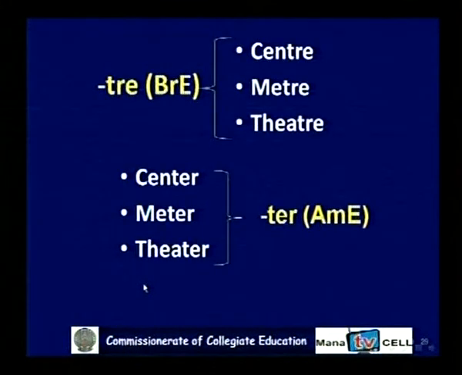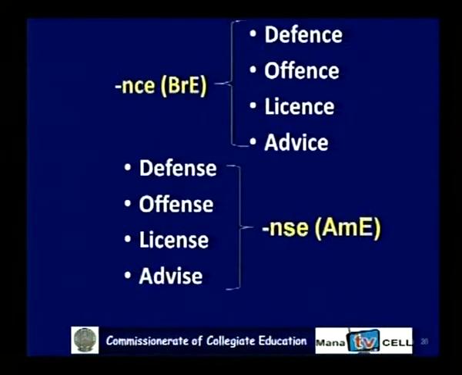Then another thing is -TRE. CENTRE is British spelling, METRE is British spelling. In American spelling we use CENTER and METER. E comes in the center between T and R in American spelling, and in British spelling E will be put at the end of the word: CENTRE and CENTER. In the same manner, METRE and METER, meter is American English. And in the same manner, THEATRE and THEATER.